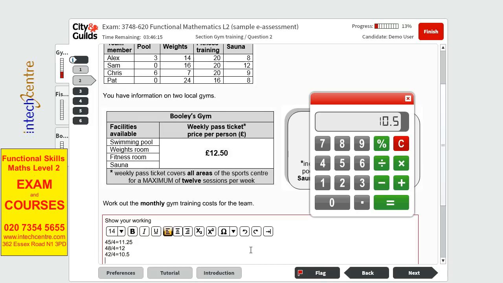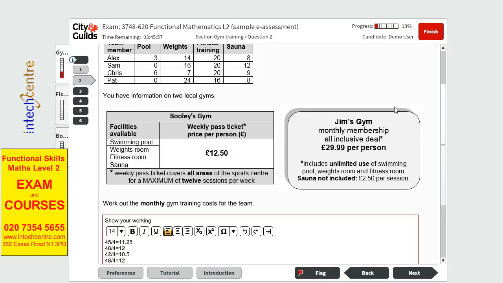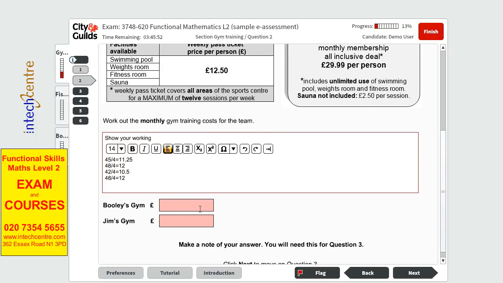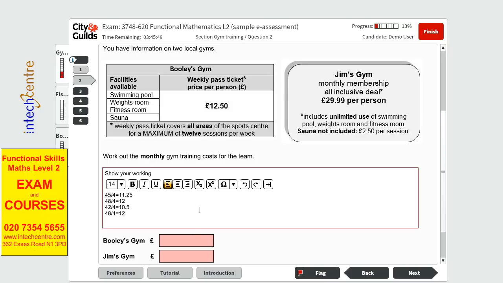Pat does on average, let's see, 24 plus 16 plus 8, we get 48. Divided by 4, we have it above is 12. So they all meet the criteria of completing a maximum of 12 sessions per week. Right, now we have to find out the cost of the gym for the team monthly. So if they pay $12.50 per week, per month it will be £50.